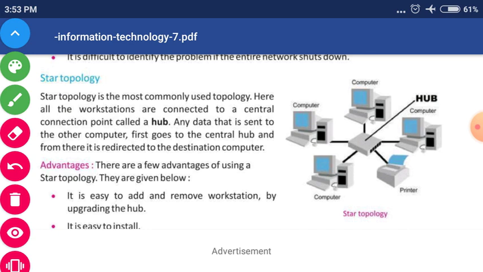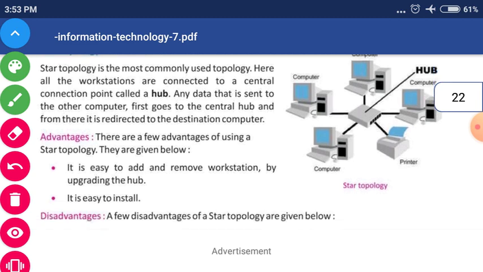In star topology, we use a certain kind of hardware which is placed in the center and connected to different computers. This hardware is called a hub. So the information is transferred from the computer to the hub, and then it's returned back to the main computer.